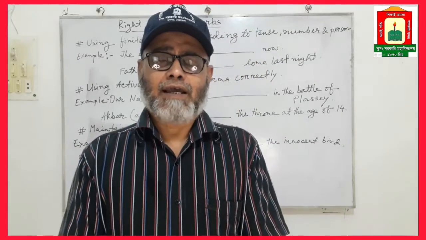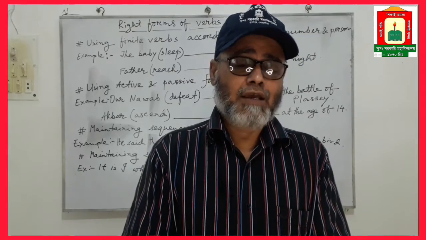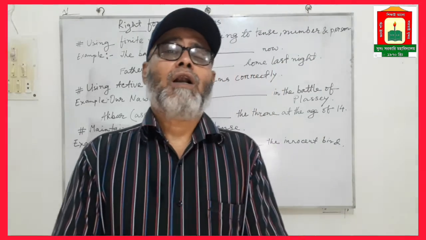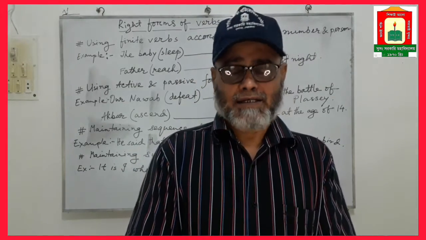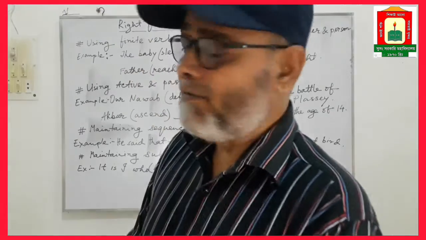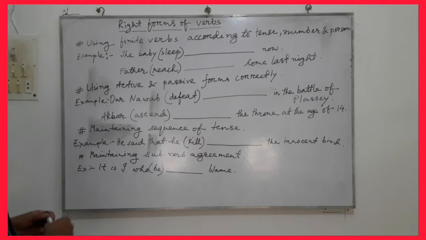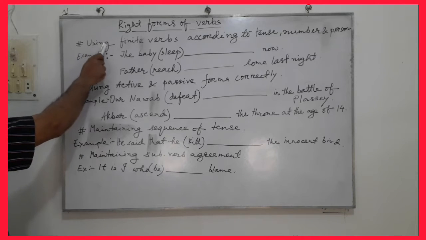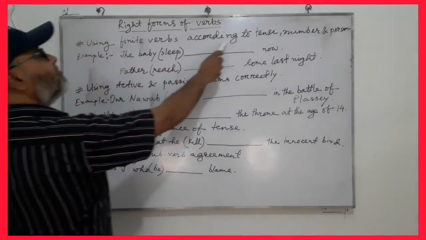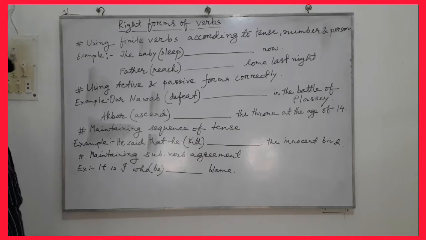While using right form of verb, you have to maintain some rules. I will now show you how to use verbs in a sentence correctly. Please look at the whiteboard. You have to remember that you have to use finite verbs according to tense, number, and person. You have to know what is finite verb.